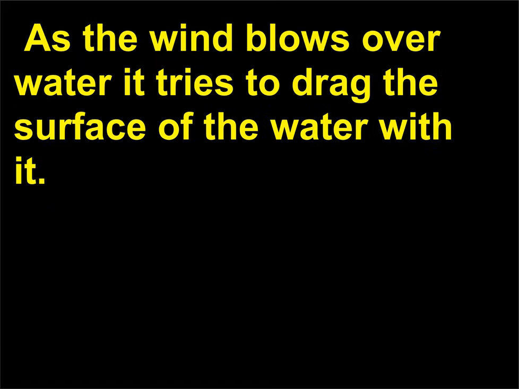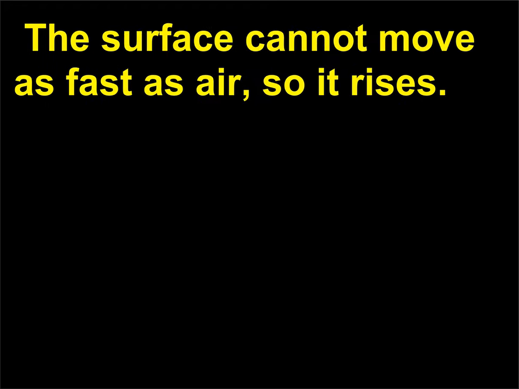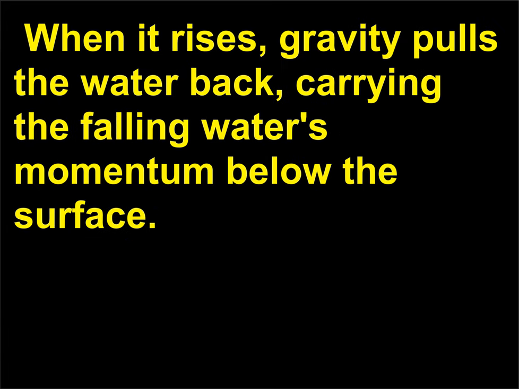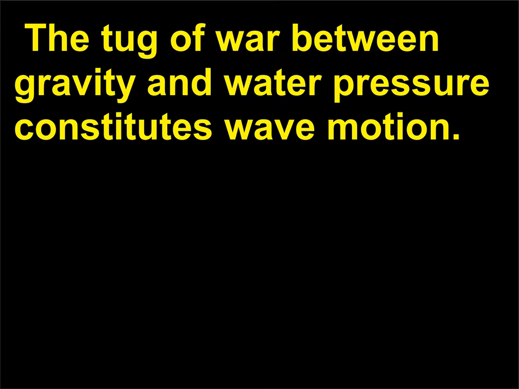As the wind blows over water, it tries to drag the surface of the water with it. The surface cannot move as fast as air, so it rises. When it rises, gravity pulls the water back, carrying the falling water's momentum below the surface. Water pressure from below pushes the swell back up again. The tug of war between gravity and water pressure constitutes wave motion.